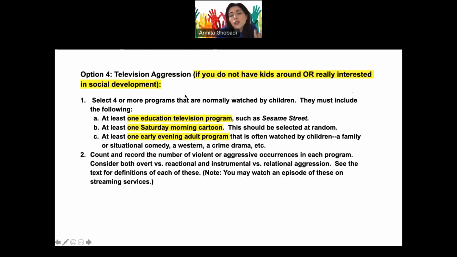Basically, you're going to watch at least 4 programs that are watched by children. One of them will be an educational television program, another a Saturday morning cartoon, and another a sitcom that's very popular with children but is really about adults, for example, Modern Family. This is for us, but children are also watching that. So you have to find at least 4 of them. I gave you some examples here.